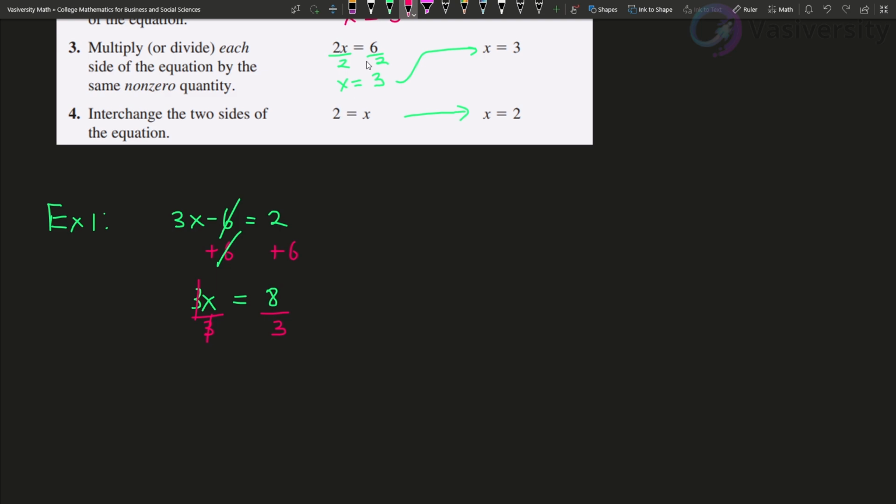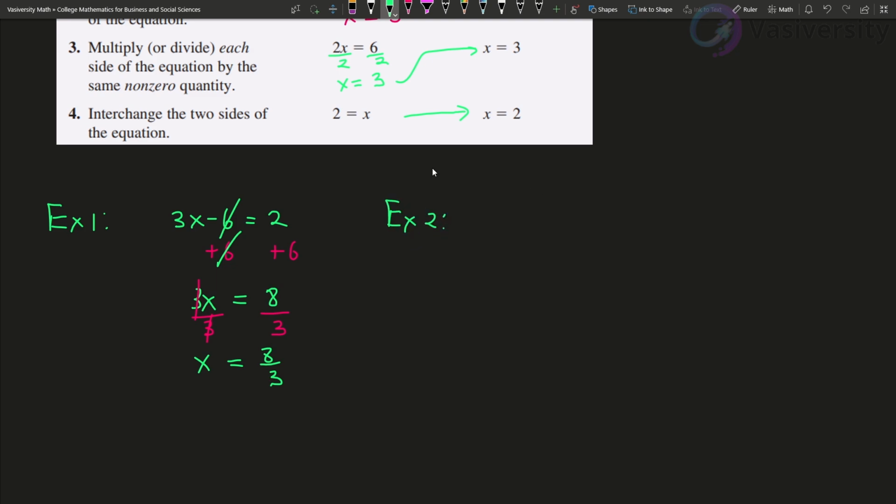3 and 3 cancel out. They are essentially becoming 1, so 1 times x is just x is equal to 8 divided by 3. It's going to be 8/3, a fraction. Okay, perfect. Now let's take a look at another example.